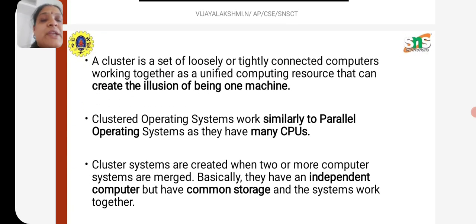Normally a cluster means a group, a set of loosely or tightly connected computers working together as a unified computing resource, which will create the illusion of being one machine.